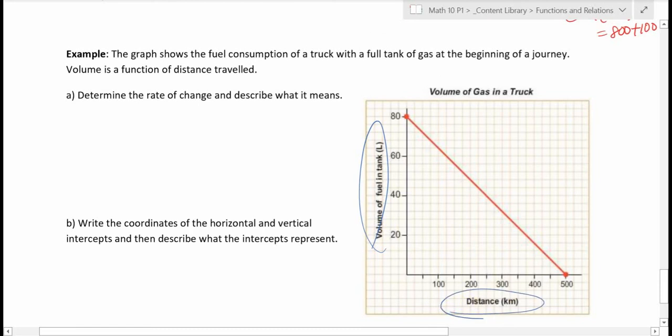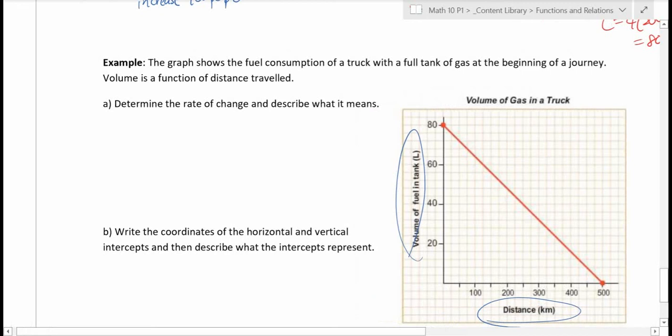We are looking for the rate of change, and we want to describe what it means. So we can do something similar to what we just did earlier. We can actually make a table here, right? You can see when the distance is 0, we have volume, we have 80 liters of gas. We can use another point, so that's this point right here, right? That's the 0 distance. The distance is 0.